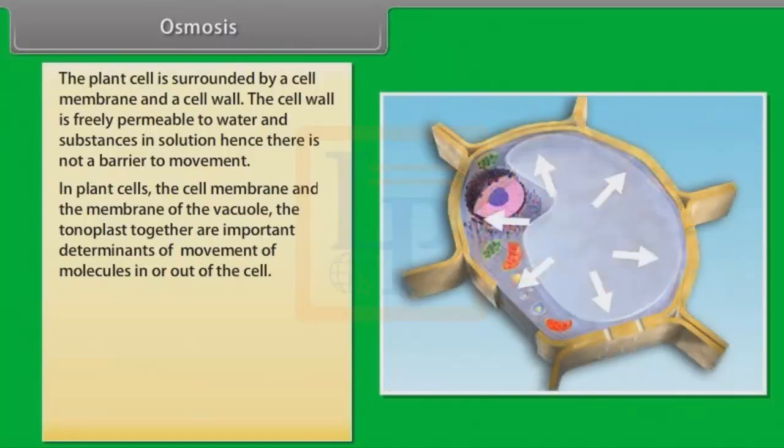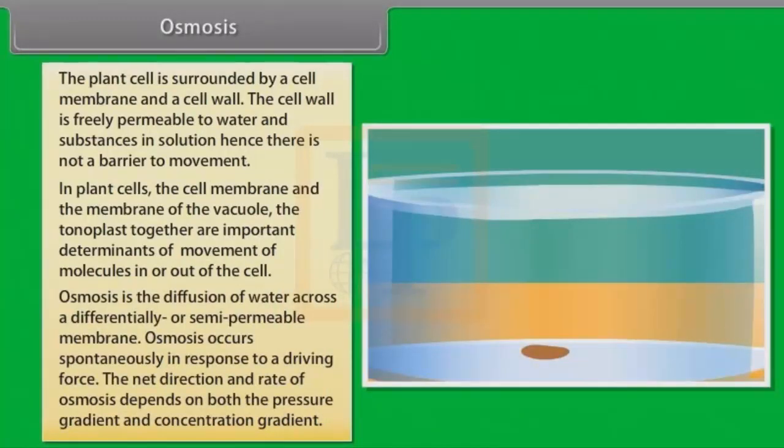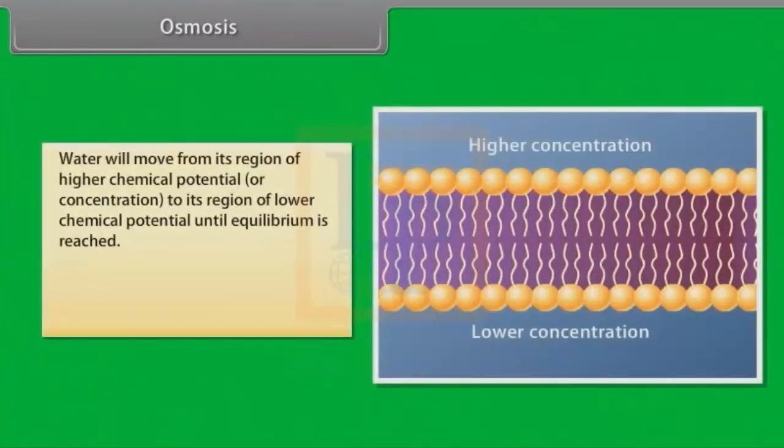Now let us know about osmosis. Osmosis is the term used to refer specifically to the diffusion of water across a differentially or semi-permeable membrane. Osmosis occurs spontaneously in response to a driving force. The net direction and rate of osmosis depend on both the pressure gradient and concentration gradient. Water will move from its region of higher chemical potential or concentration to its region of low chemical potential until equilibrium is reached. We can better understand it with the help of an experiment.